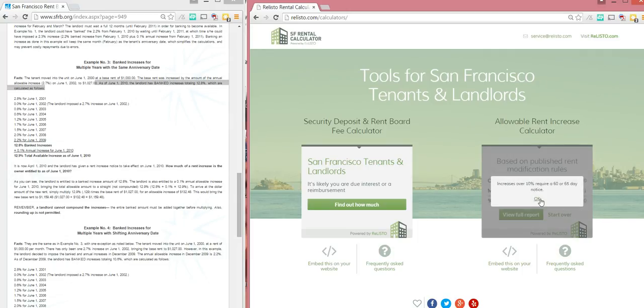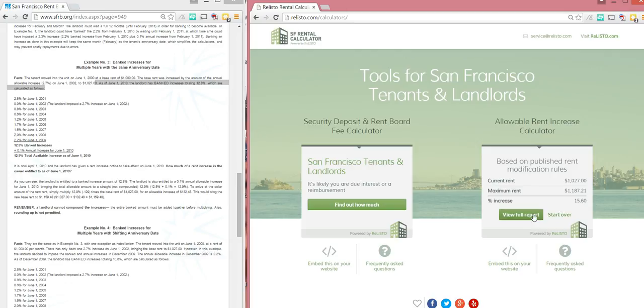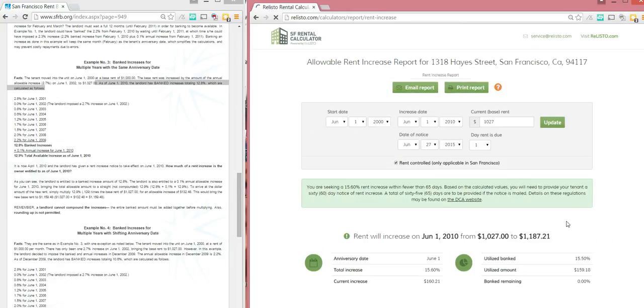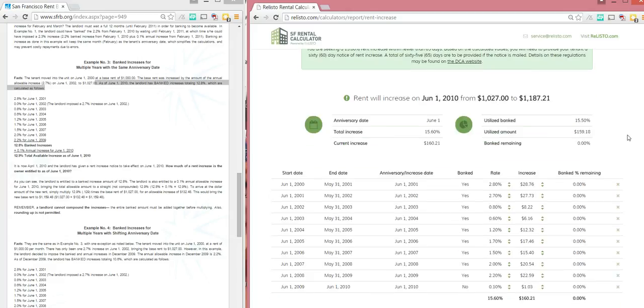Great. All right. It says that the rent increase is supposed to be 15.6%. But that's not accounting for this amount that we have to remove. So on June 1st, 2002, this amount was already utilized and increased. Now you can use these arrows to bring this to 0. Or what I like to do is remove it altogether.